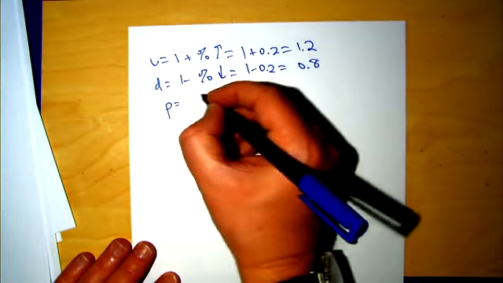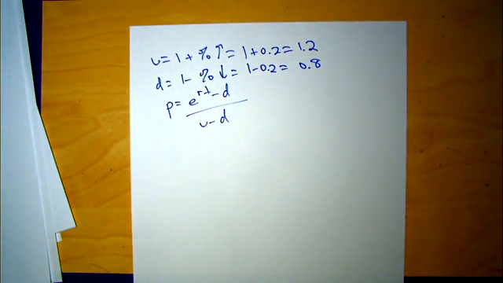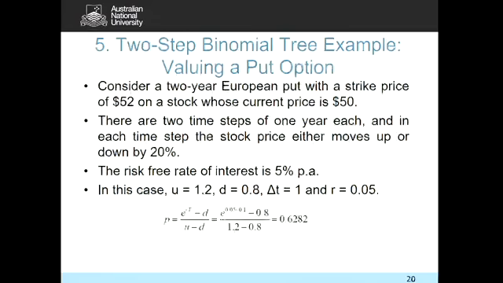And then for P, same formula. e^(rT) minus D divided by U minus D. Exactly the same formula. In this question, though, there are 2 time steps of 1 year each. Okay, so each time step is worth a year. So this is a 2-year option that you are valuing. Okay, but again, when you calculate P, you do the length of 1 time step. And then that P will be the same for the second time step. Okay, exactly the same.